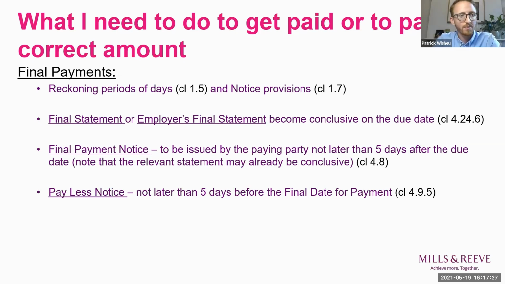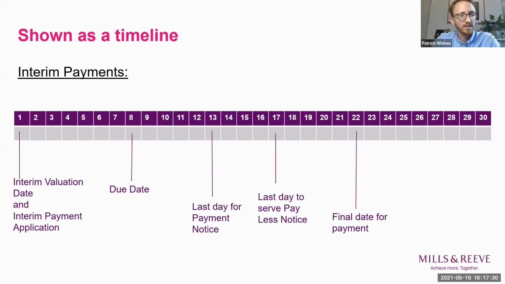So just to summarize what I've run through, I have a couple of timelines that I've thrown together just to show you where all these different steps fall. So assuming that the interim payment application is given on the interim valuation date or before, the due date will be day 8, with the interim payment application being day 1. The last day for a payment notice to be given is day 13. And the last day to serve a pay less notice is 4 days later, and it's 5 days before the final date for payment on day 17, with the final date for payment on day 22.